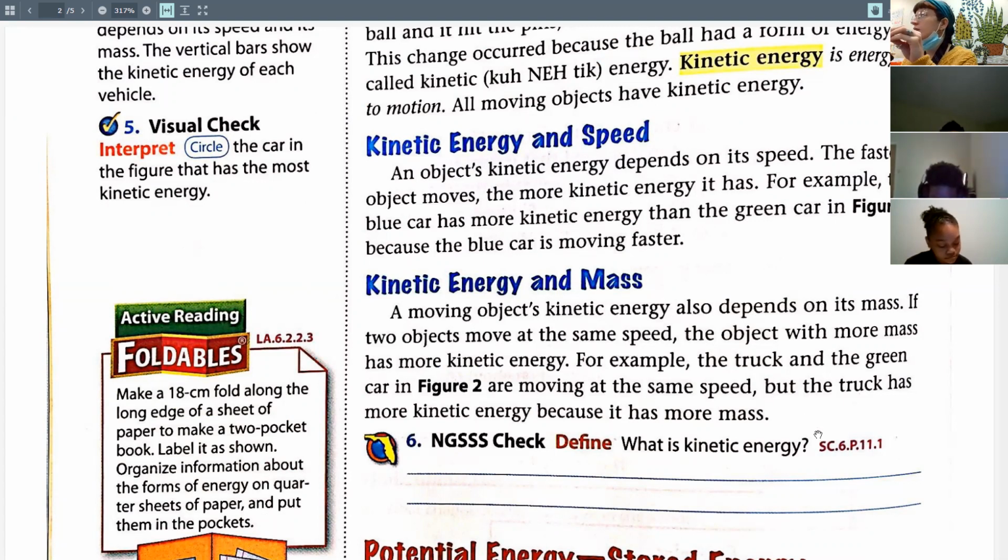Think about it like this. If an object has more mass, doesn't it require more kinetic energy for it to move? Right? Because I need more energy to actually move it. So the faster it moves, the more kinetic energy. The more energy it takes to move it because it has more mass, right? The more kinetic energy. Does that make sense? Okay.